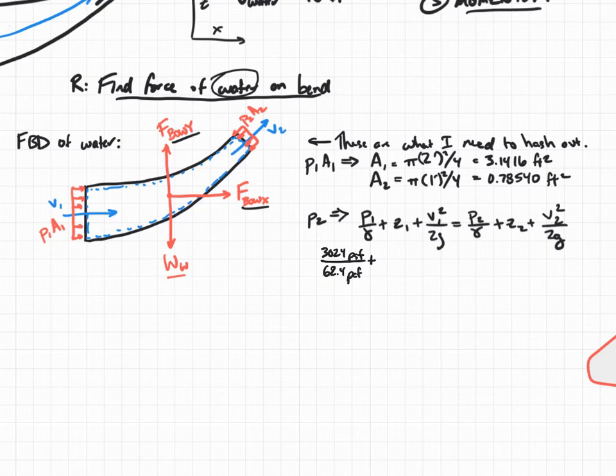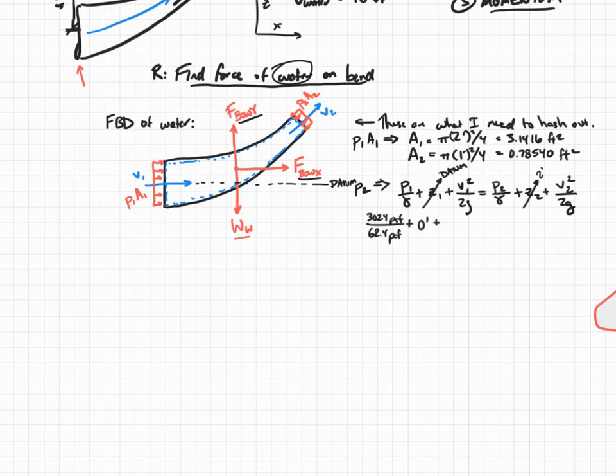Z1. Well, we need to decide where our datum is, so it seems to make sense to make this our datum. So Z1 will be our datum, and that's going to go away. Which means Z2 is going to be 2 feet, right? So this will be plus 0 feet plus, what's V1? Well, dadgummit, we did this a little bit out of order. We need V1. So let's go ahead and get V1. I'll do it over here. V1A1 equals Q.